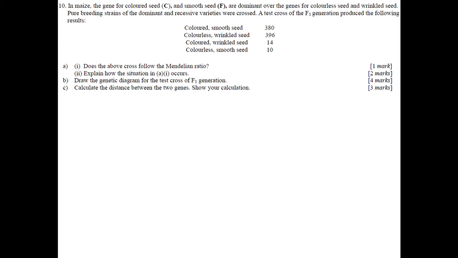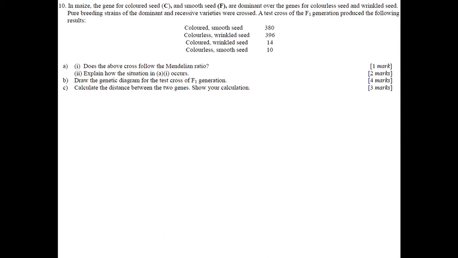Okay, next we have question number 10. So this is the second question that we discussed in this video. Okay, as usual, read the information first. So in maize, jagung, a gene for colored seed and smooth seed are dominant over the gene for colorless seed and also wrinkled seed. So pure breed strands. So kalau pure breed ni maksudnya homozygous dominant dengan recessive. Parent satu dia homozygous dominant, parent kedua dia homozygous recessive.